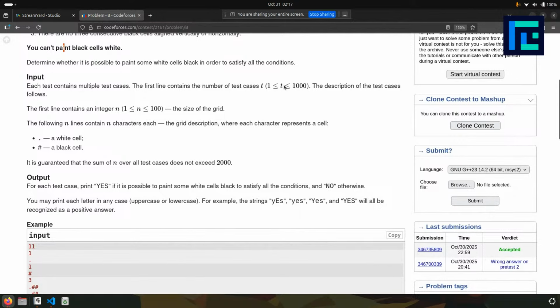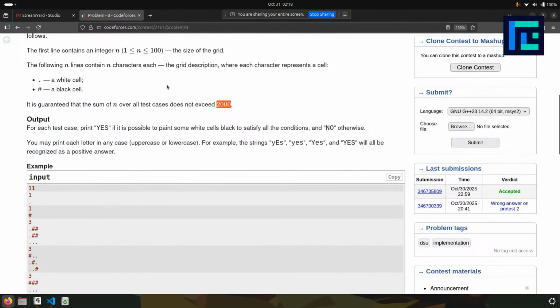And the constraints are t is less than or equal to 1000, n is less than or equal to 100, and it is guaranteed that the sum of n over all test cases does not exceed 2000. So basically, expected time complexity would be n square or n square log n.